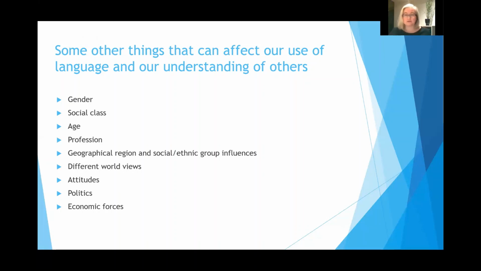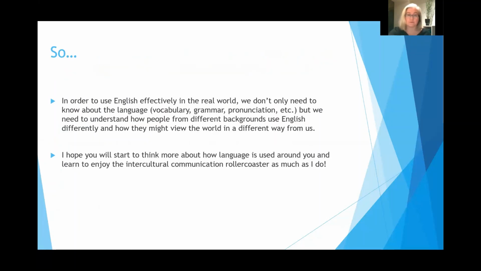So this was just one simple example showing people from different language backgrounds, but there are many other things that can affect our use of language and our understanding of others. And these include things like our gender, our social class, our age, our profession, the geographical region we come from, the social or ethnic groups we belong to, our different worldviews, our different attitudes, and sometimes even politics and economic forces can affect the way that we understand each other.